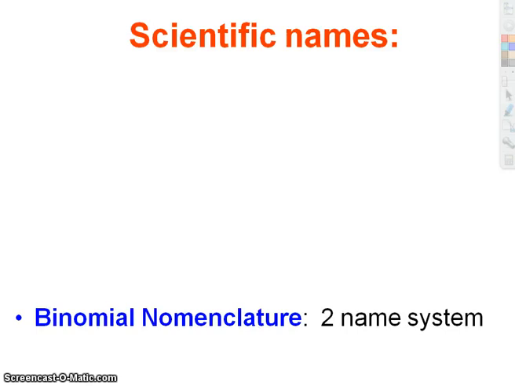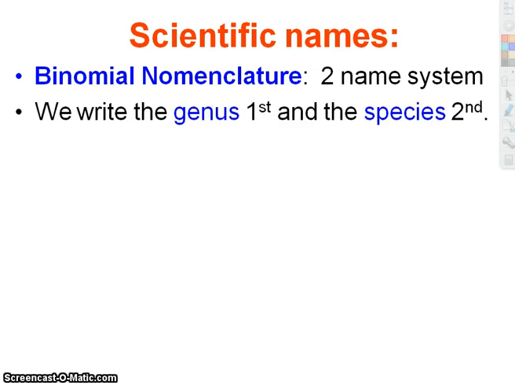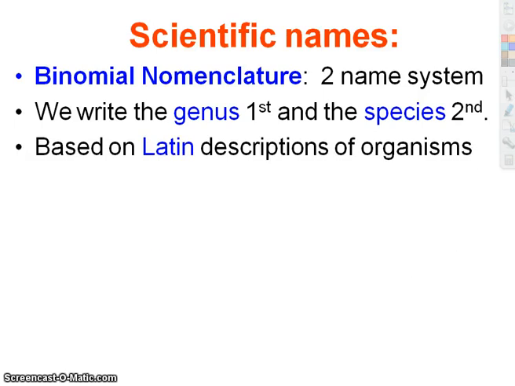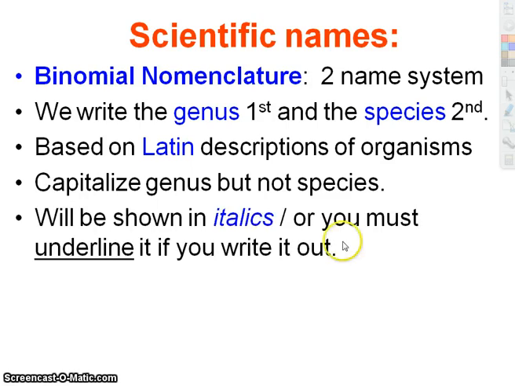Okay. Scientific names. So binomial nomenclature. Nomenclature means a naming system. Binomial means 2. And so binomial nomenclature means we have a 2-name system for naming things. The genus is first, the species is second. Typically they're based on Latin. You saw those weird words on the prior page. We capitalize the genus, and either it's in italics.